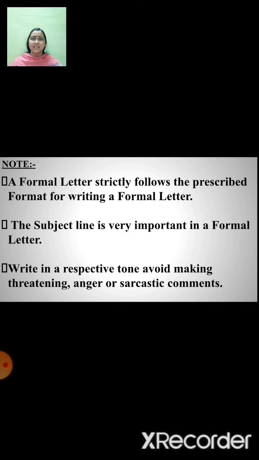A formal letter strictly follows the prescribed format. Students, you should be choosy in words and phrases. Use of casual words or unofficial words or abbreviations or slang language must be restricted while writing a formal letter. A formal letter must be precise and to the point.